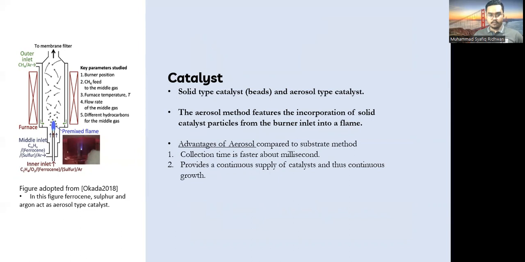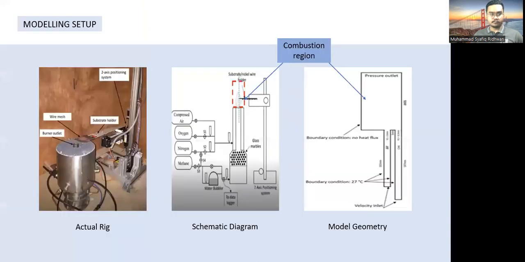Two types of catalyst are used in flame synthesis: solid type, in the form of beads, and aerosol type, in the form of small particles. Catalyst investigation includes consideration of the catalyst material and the method of introducing the catalyst inside the flame. In this study, the catalyst is introduced in the oxidizer tube. The advantage of aerosol type catalyst is that it allows faster collecting time, about milliseconds, compared to the solid type, and it provides a continuous supply of catalyst in the burning region.